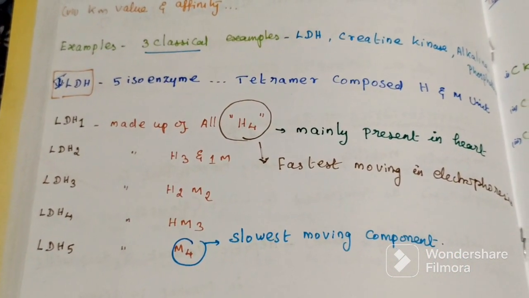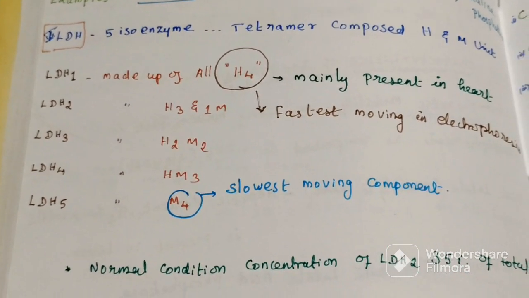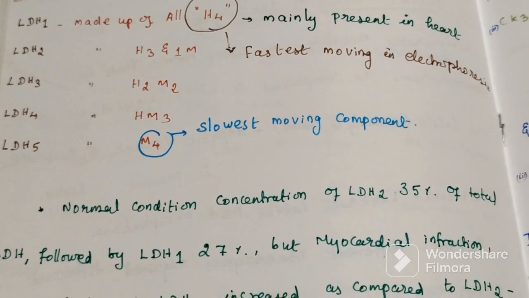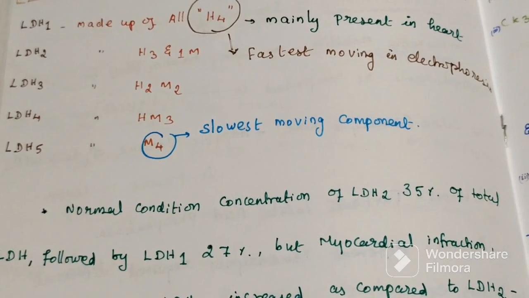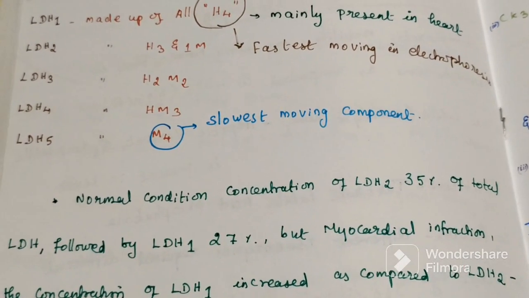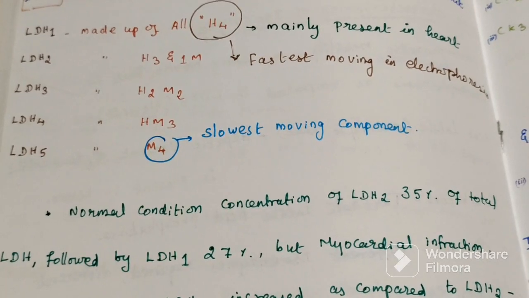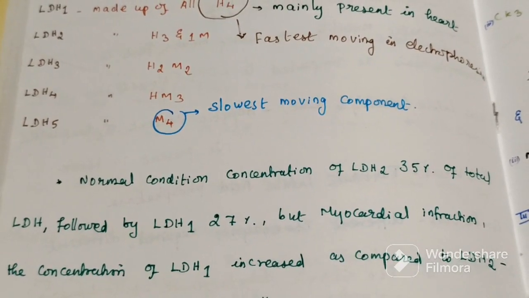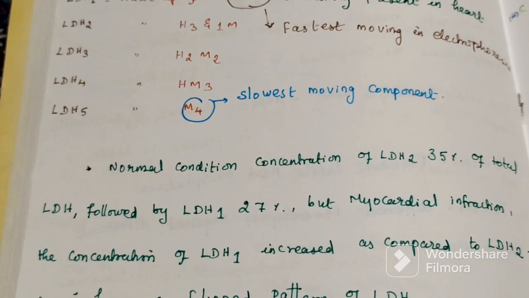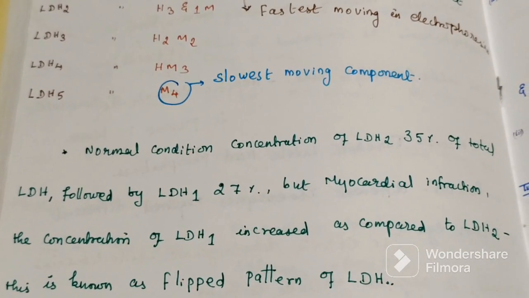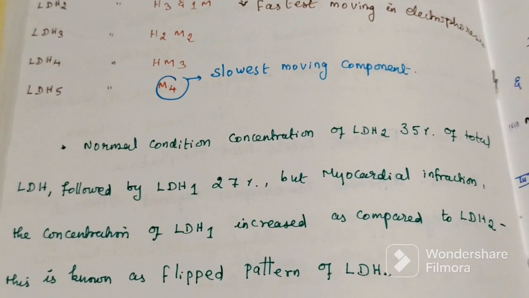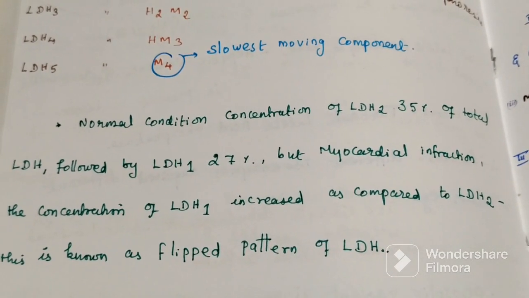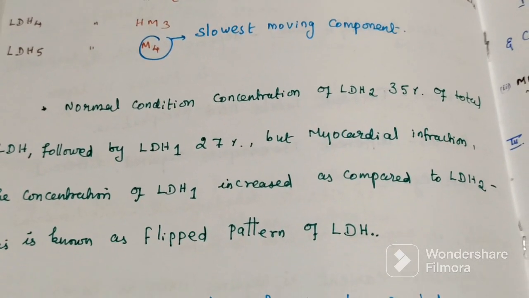The H4 variant is mainly present in the heart. Under normal conditions, LDH2 is 35% of total LDH activity, which means it has the highest concentration, followed by LDH1, at nearly 27%. But in myocardial infarction, the concentration of LDH1 increases compared to LDH2. That is known as the flipped pattern of LDH, so it has that name.